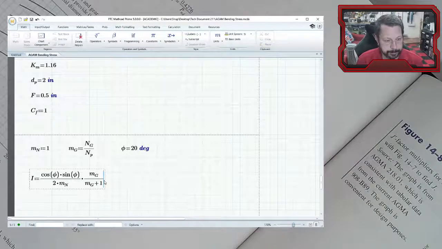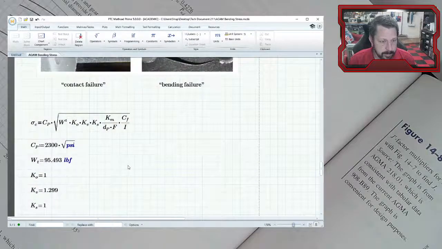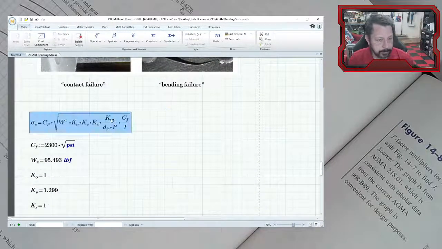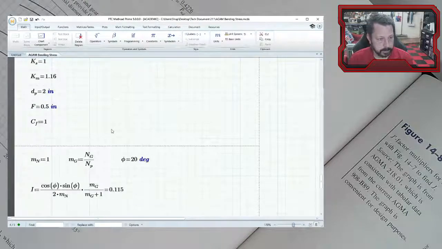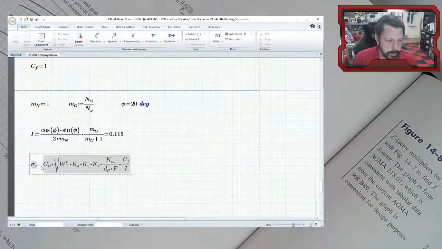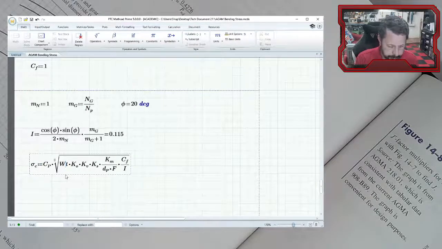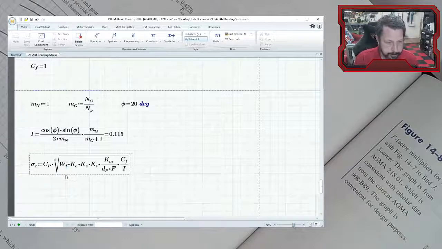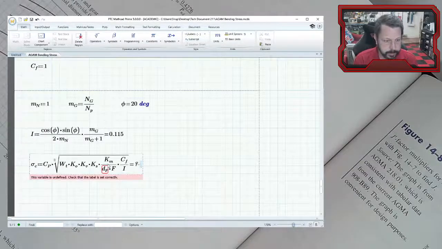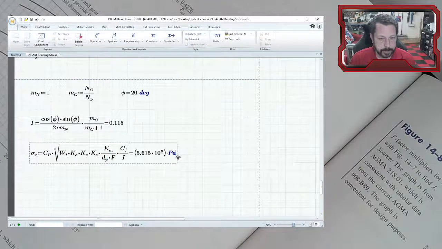20 degrees. 0.115, so that's our value for I. And then that's all of it, right? All right. Let's go in here, change this to equals, change our WT to one that it can deal with, and see what it equals. Oh, and change this to a lowercase p since that's what I used in the other one.